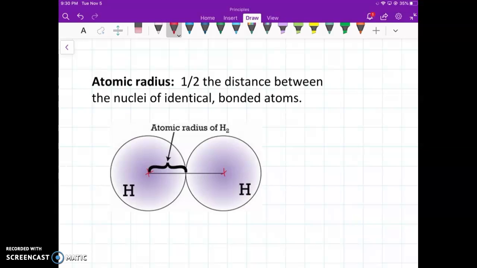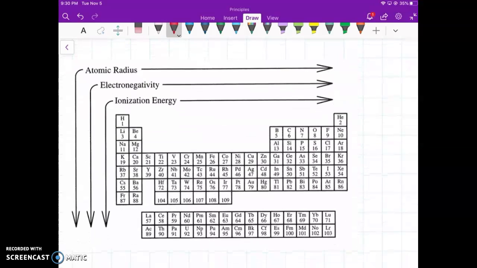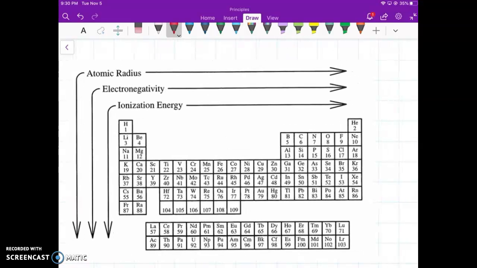And of course, you probably could already guess that hydrogen is a pretty small radius atom. But what is the general trend and why? Now, you should have probably already completed this in your packet, but you should have found that the radius increases down a group.